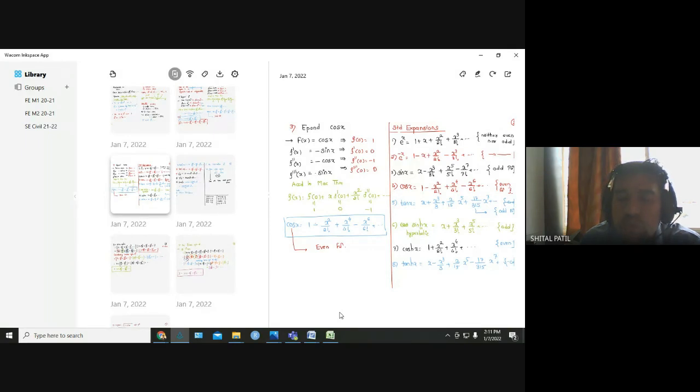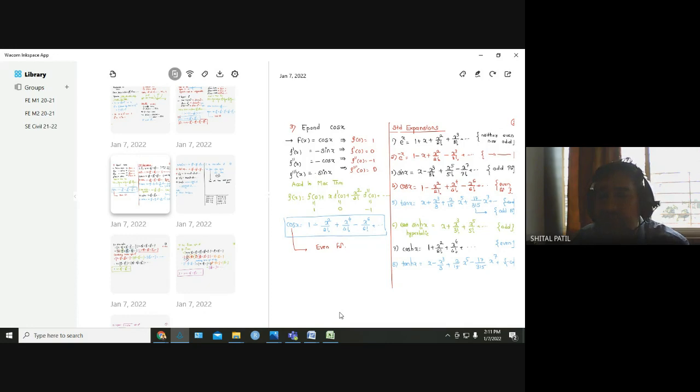Cos x: cos 0 is 1, so the expansion starts with the constant term 1. 1 minus x square by 2 factorial plus x raised to 4 by 4 factorial, even degree terms. Tan x is x plus x cube by 3 plus 2 by 15 x raised to 5 and so on.